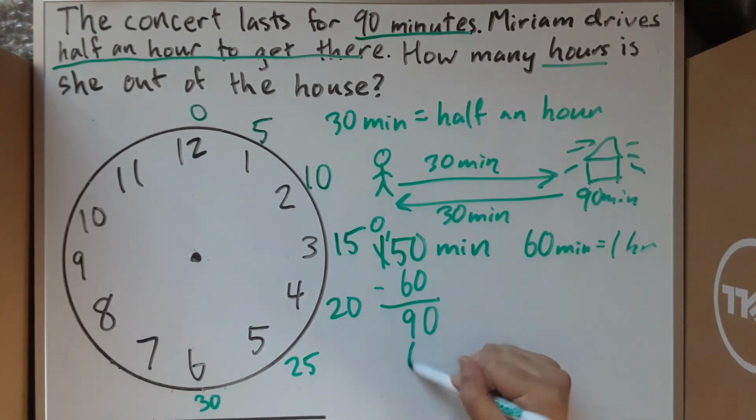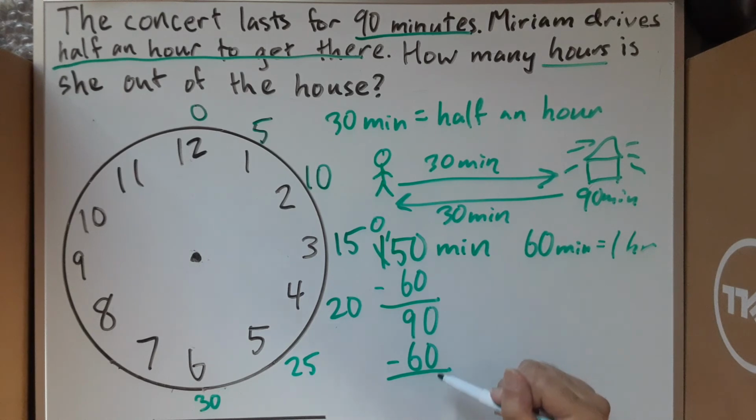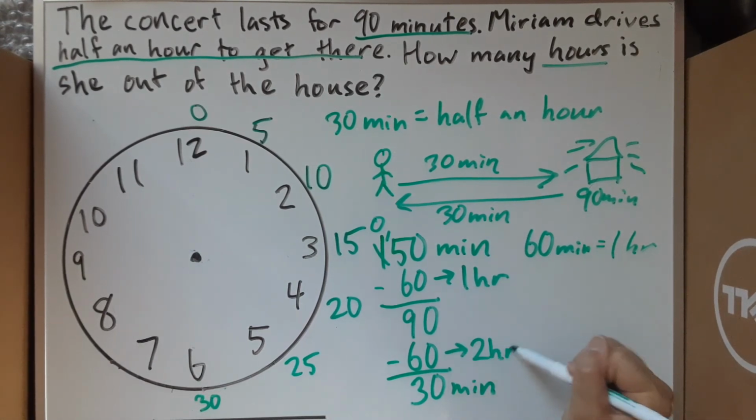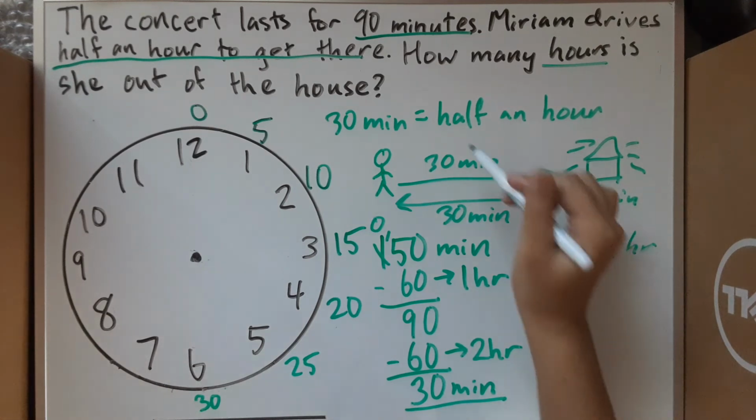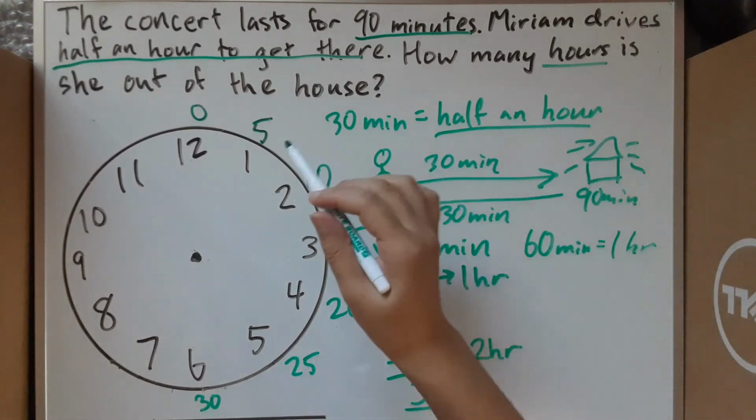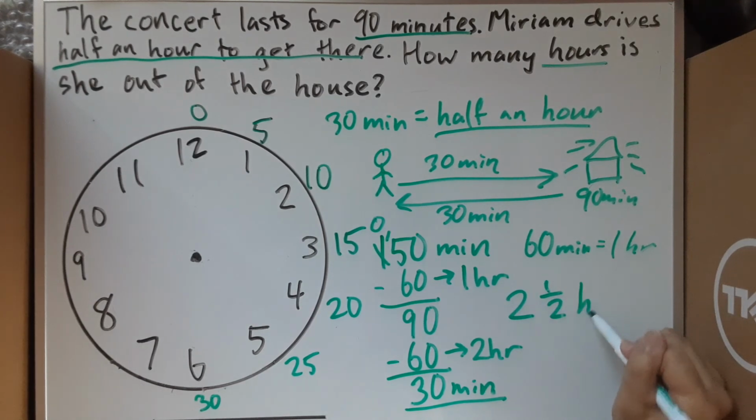Let's subtract 60 again, since 90 is greater than 60. 0 minus 0 is 0. 9 minus 6 is 3. If we take out another hour, we have 30 minutes left. So that's 1 hour, 2 hours, and 30 minutes. And we know 30 minutes is half an hour. So we know that Miriam is out of the house for 2.5 hours.